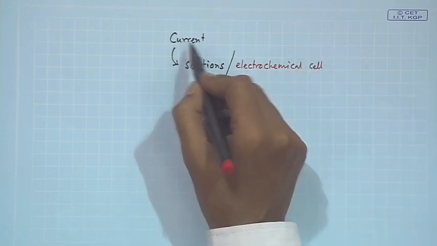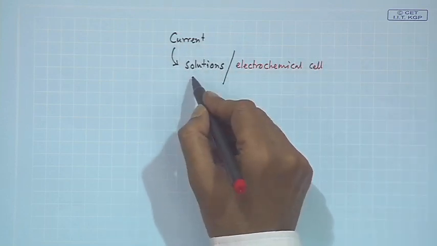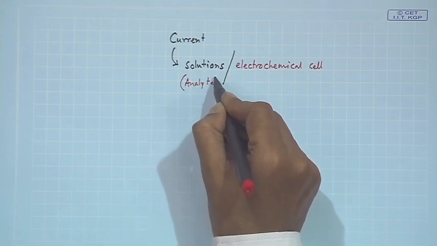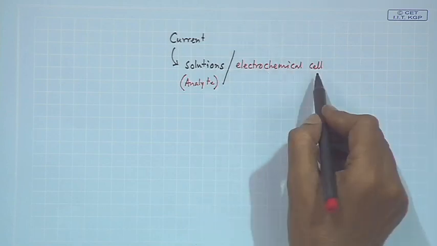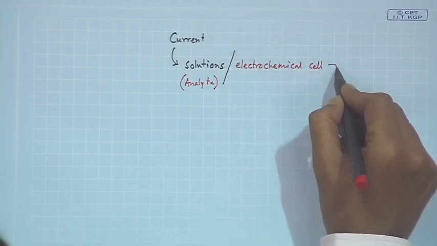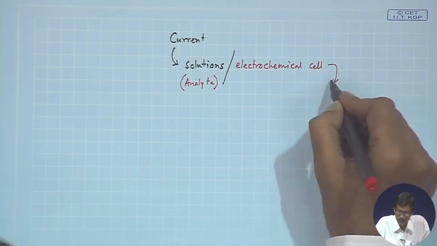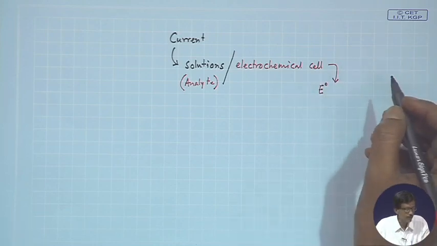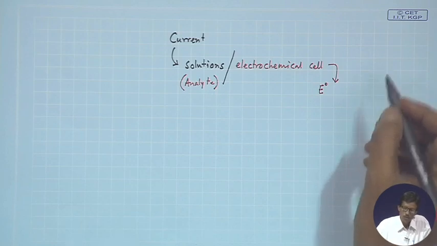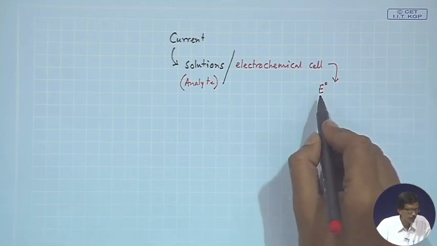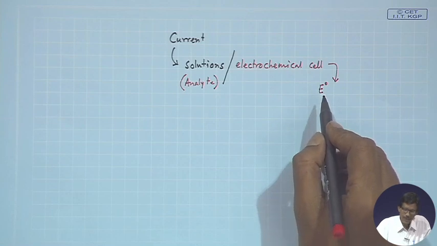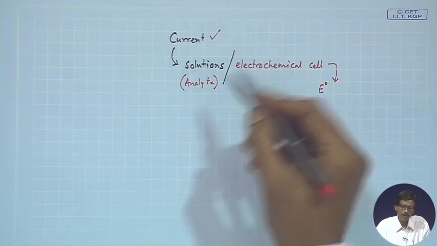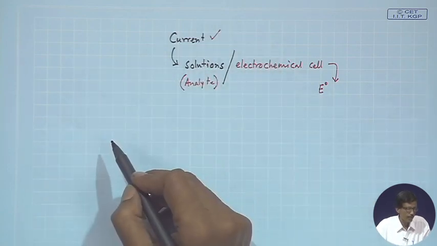We want to see the effect of current on solutions, and these solutions are nothing but your analyte or the analytes, and an electrochemical cell is there. And why we are looking for that particular electrochemical cell is that the corresponding E0 value, that means the corresponding cell potential. So, once we look at the corresponding cell potential, we must have some idea about the corresponding passage of current, or the cell is producing some amount of current.